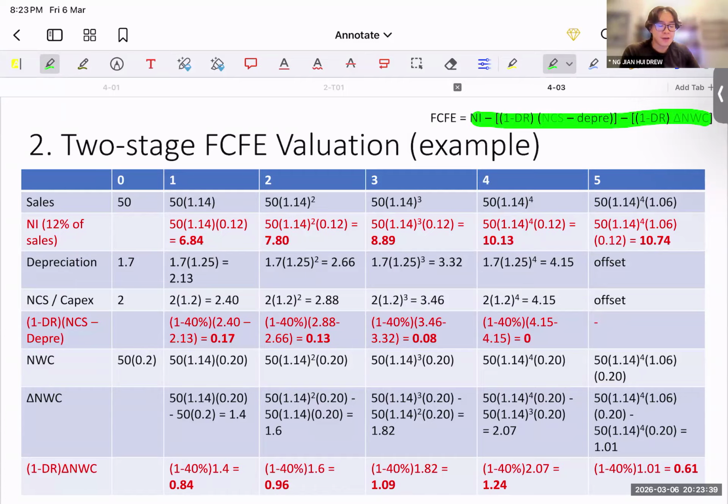Now, we start off with, again, sales, but then because in the debt ratio formulation we just need the net income, and the question gives us that the net income is just 12% of sales. So we start with the sales, again, growing at 14% for 4 years and then 6% after that, right? The net income is 12%, so it's just 12%, 12%, that's 12%, right? So we get the net income.